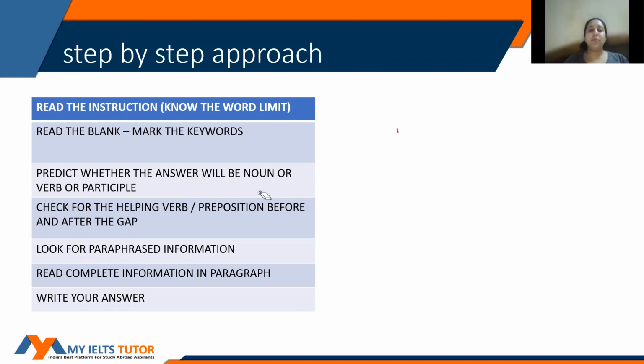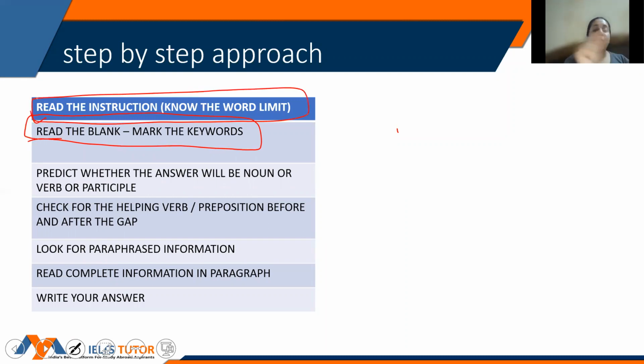Now what steps do we need to follow? The first thing we need to do is read the instruction. This is the first step. Why is it important to read the instruction? We will get to know the word limit. Understanding the word limit: it could be a one word answer.